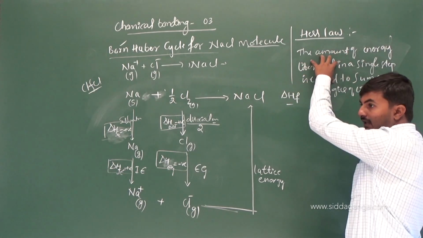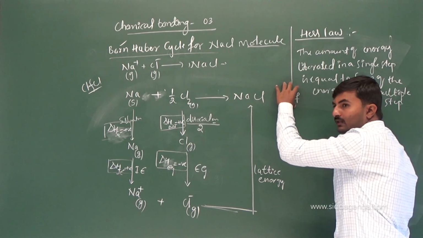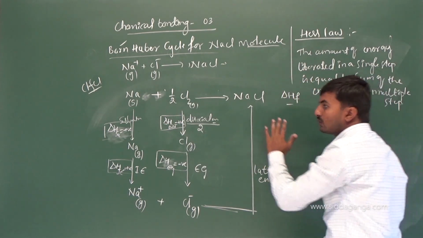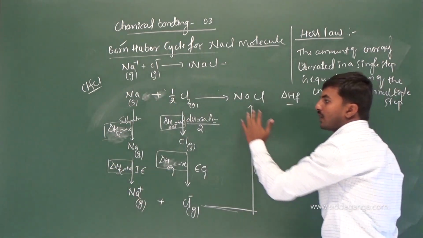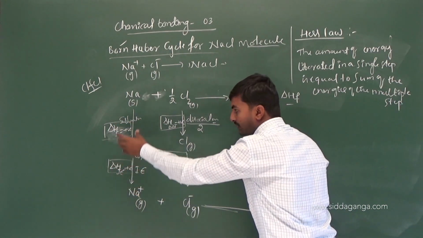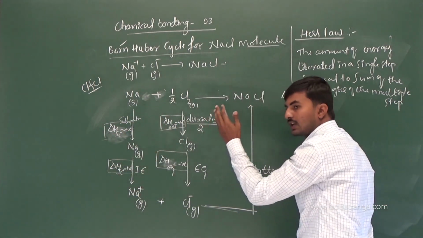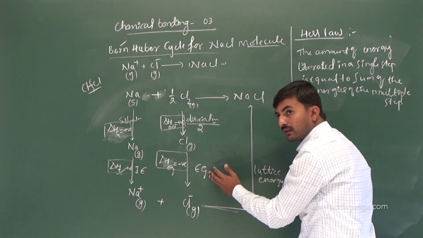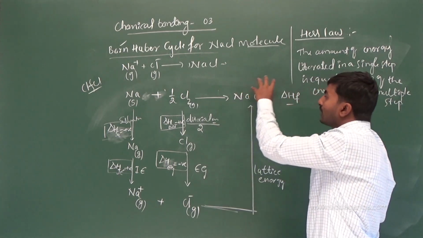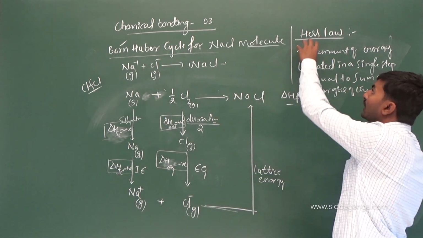According to Hess law, the amount of energy liberated during the enthalpy of formation is exactly equal to the sum of all these energies, that means the enthalpy of sublimation, ionization energy, dissociation energy, followed by electron gain enthalpy. The sum of those energies is equal to the enthalpy of formation. That is according to Hess law.